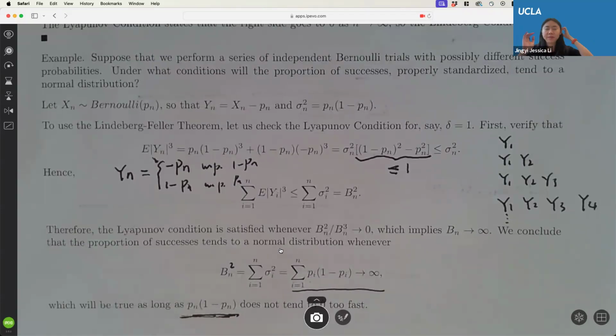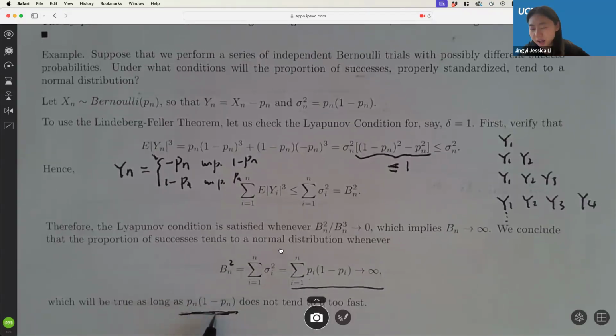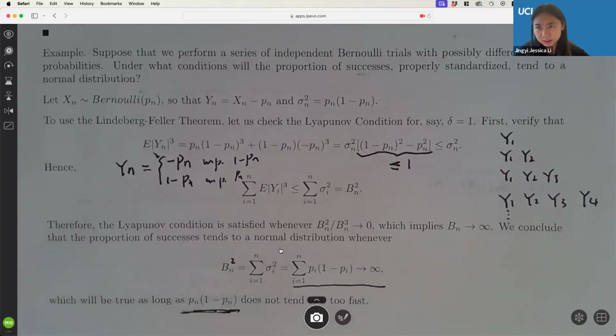Because in other words, how to say it? If you think you keep tossing, right? Tossing many, many times, but if the success probability goes down to 0 too fast, or goes up to 1 too fast, either way, because you want this product to not go down to 0 too fast. So if it's going down to 0 too fast or going up to 1 too fast, it means that you will almost surely get a head or a tail for sure. So there's no more randomness in the coin tossing.